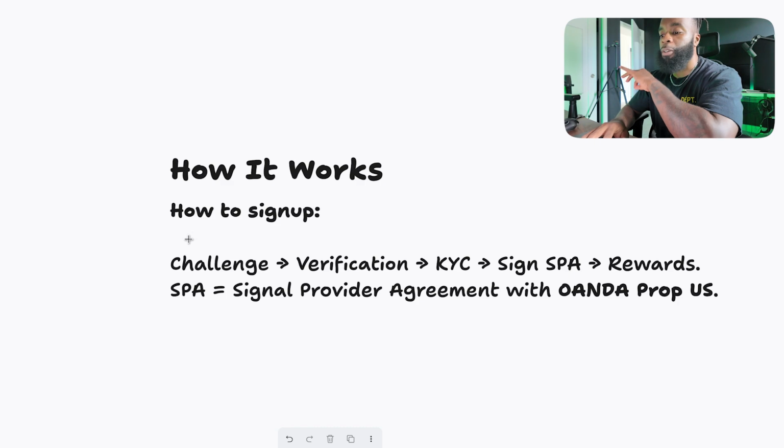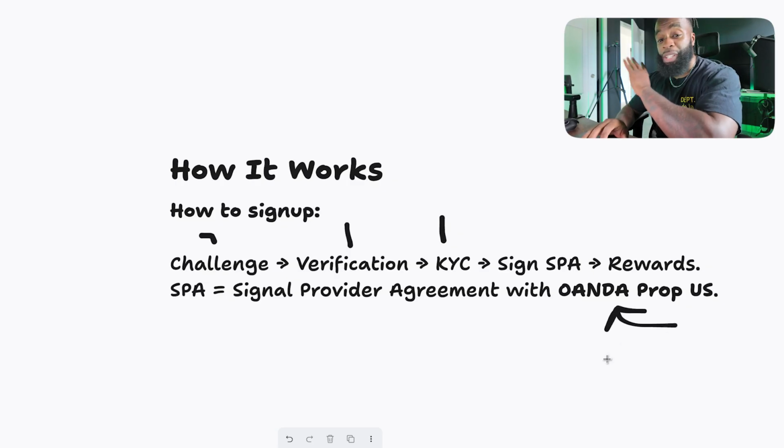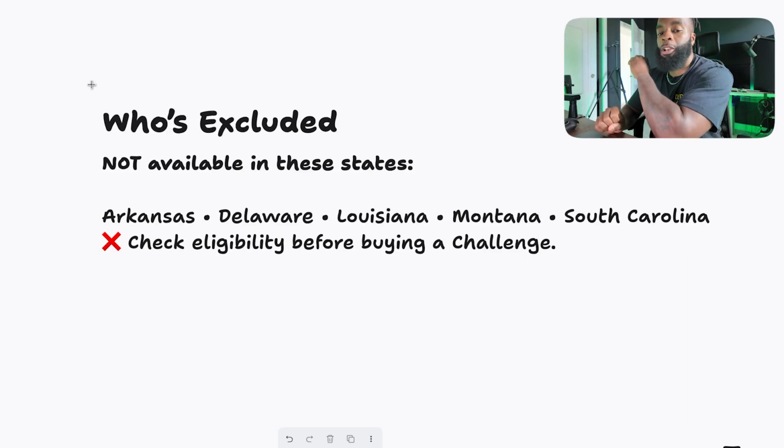How it works is you sign up for a challenge, go through verification, go through your typical KYC, and then you sign up for something called an SPA, which is a signal provider agreement with OANDA Prop USA. Very different, something new, but this is something that we are able to do in the States. Now, there may be some exclusions. I'm not sure if this will change later down the road, but unfortunately, if you are in states like Arkansas, Delaware, Louisiana, Montana, or South Carolina, you will not be able to buy an FTMO account. Unfortunately, that is just the reality at this given moment. Hopefully this can change later down the road, but I understand some states in the USA run their own operations, so that kind of sucks.